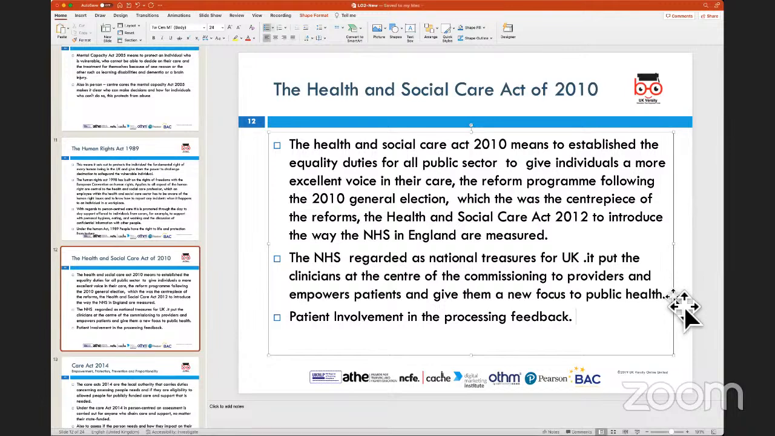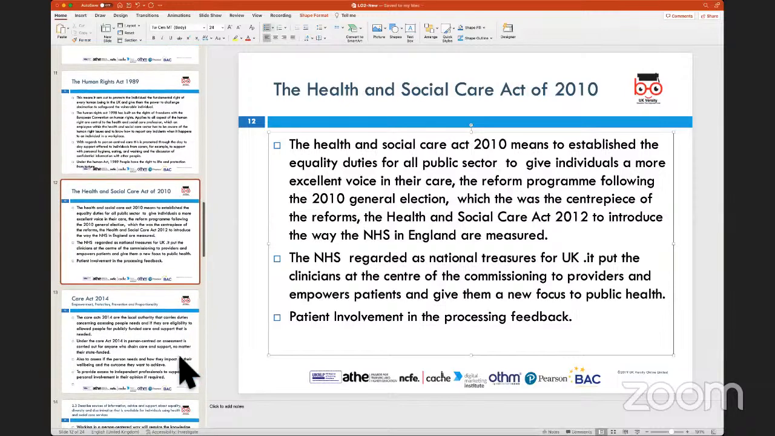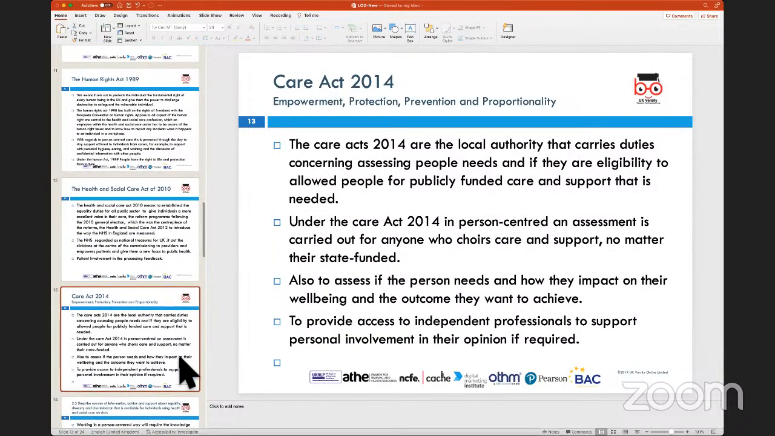So this act sees a fundamental shift in terms of how the planning, provisioning, and implementation of services is done within England and Wales, and that is why this act is very significant when it comes to the person-centered approach. Now, there are loads of acts, and one of the key acts that I want to look at is the CARE Act of 2014.